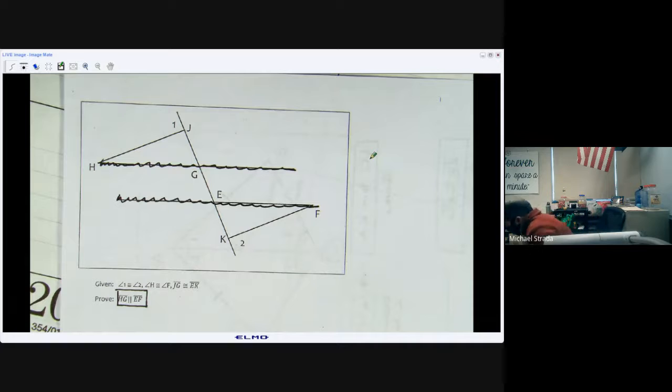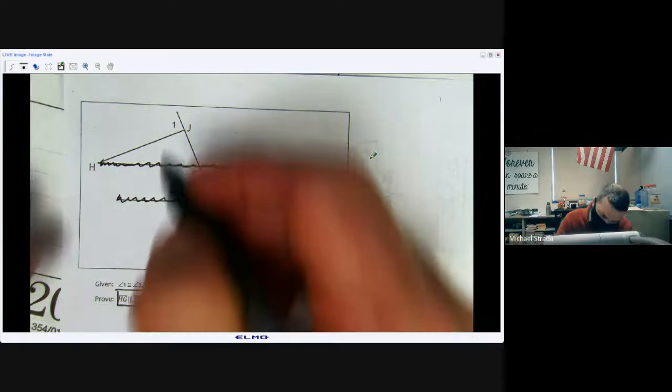Now, earlier in the year, when lines were parallel, we had special angle pairs that were congruent. Alternate interior, alternate exterior, right? Those angles were created by what special named line? What line do we call the one that creates those angles? All right, so you're looking for the transversal, the one that touches both lines. Which line is that? JG, JE, JK, however you want to name it. So that's your transversal.